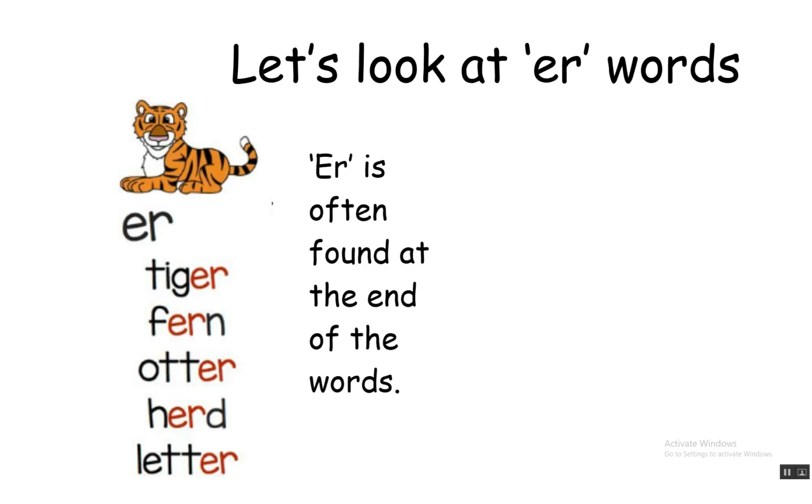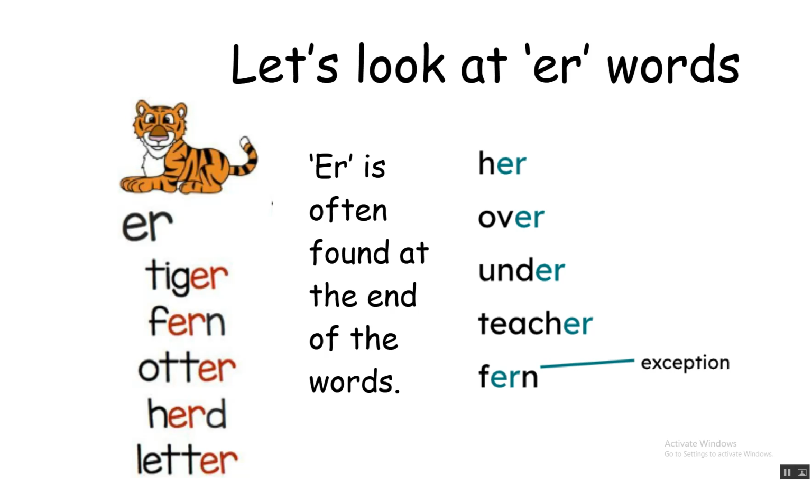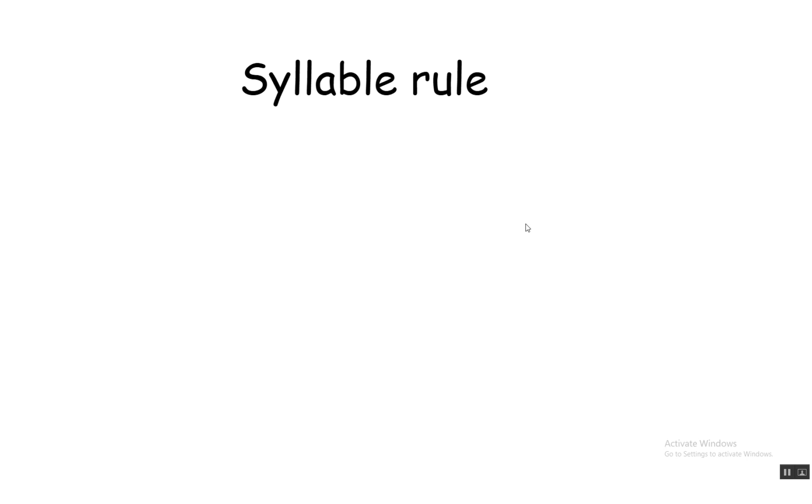So ER is often found at the end of the words, but if it is in the middle it's got an N after it or a D. Usually ER is at the end of a word, as they say, the exception, fern. And sometimes there are two syllables in the word, like over and teacher. But the sound is always at the end. So let's look at syllables.